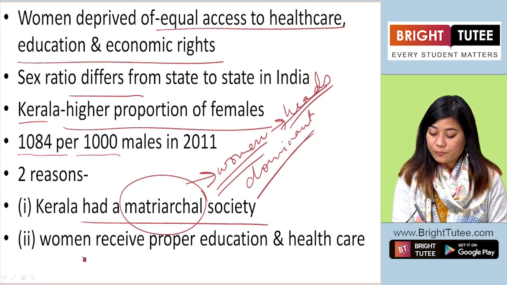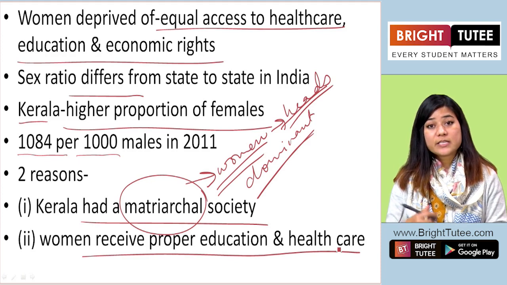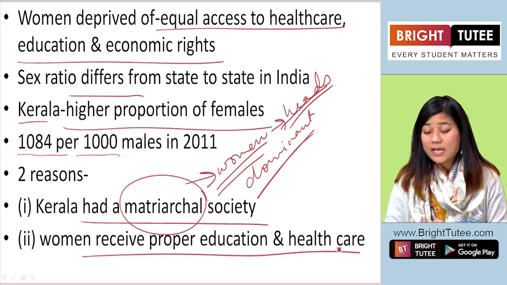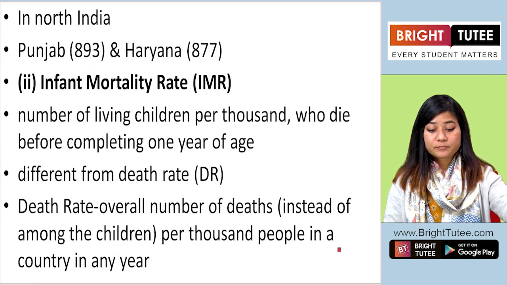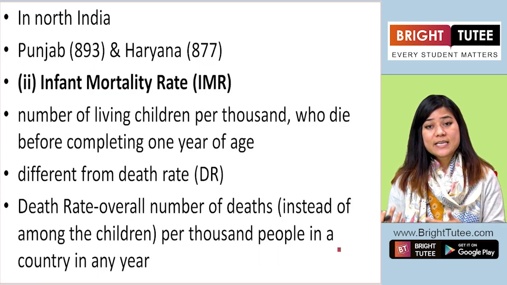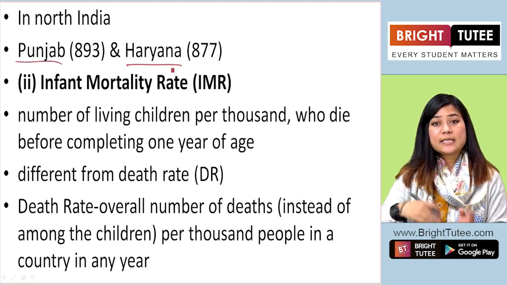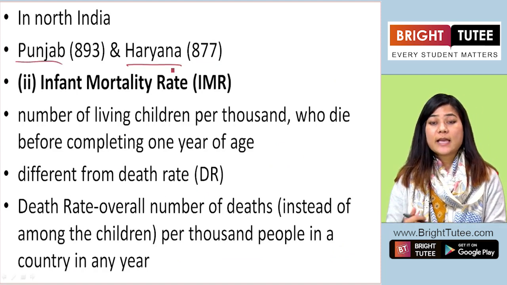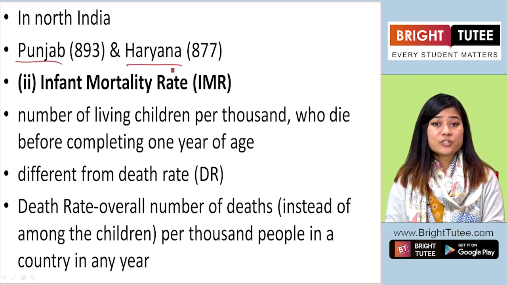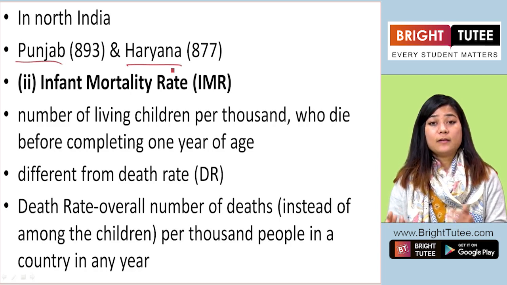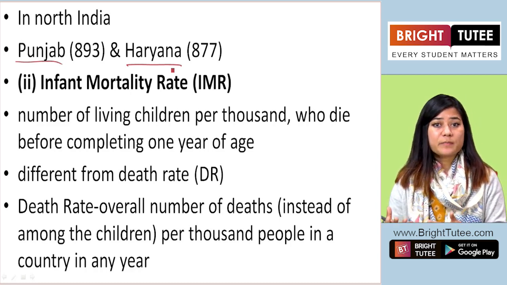Another reason is that women in Kerala receive proper and adequate facilities like education and healthcare. But when we see some of the states in North India like Punjab and Haryana, the case is opposite. Here again the sex ratio is very low, and the women are very less in proportion to men, and there is sex discrimination.